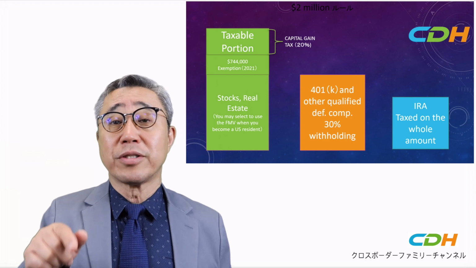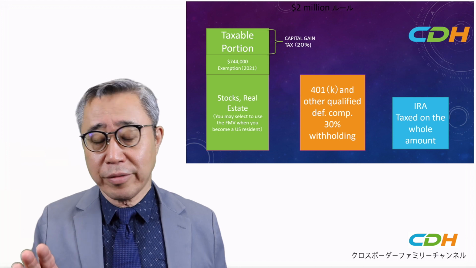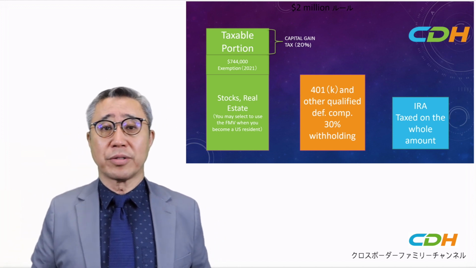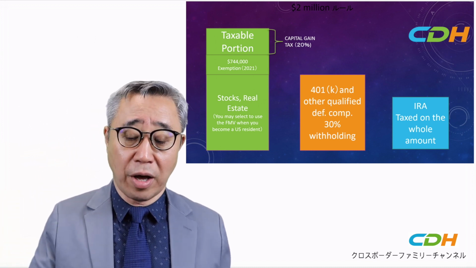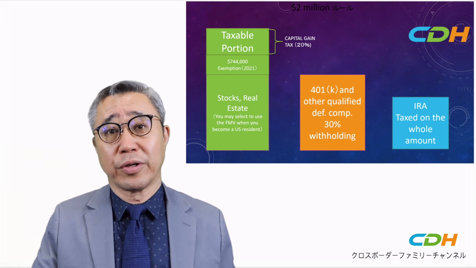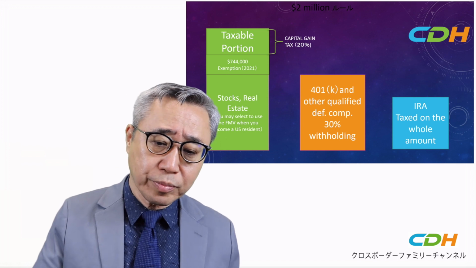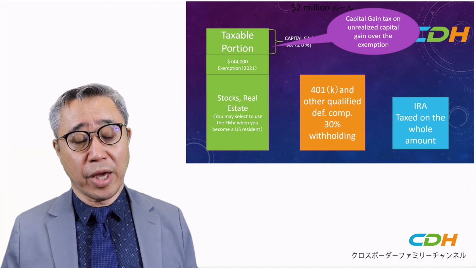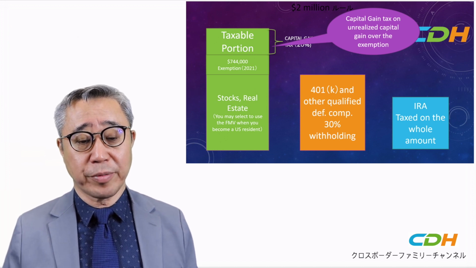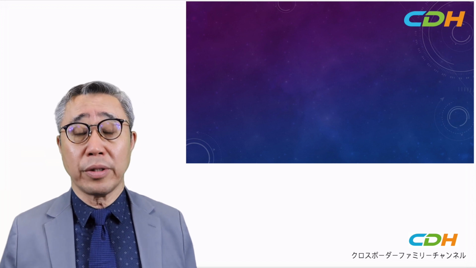So I think this is the most painful tax. IRA, Roth IRA, not too much, but IRA is very, very painful if you have to pay exit tax on it, because they tax you at the ordinary income tax rate for the entire amount. Okay, so just a little bit of recap here. Capital gain tax on the unrealized capital gain over the exemption. Okay. All right. So let's get into a little bit more details here.